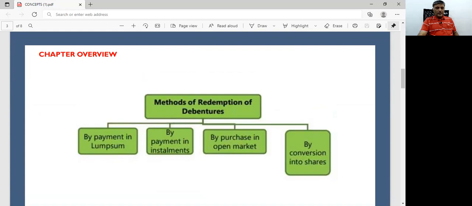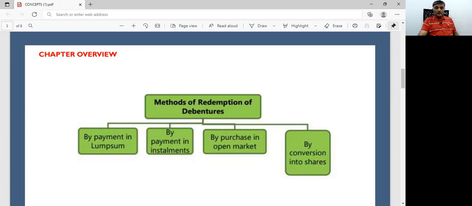Now, as regards the methods of redemption of debentures, there are typically four methods. One, straight away in lump sum you can pay. For example, you have issued debentures worth 5 lakhs, and let's take the duration as 5 years. At the end of 5 years, you just repay that 5 lakhs as a lump sum payment. Or you may decide to pay in installments, 1 lakh each for 5 years. You can pay 1 lakh every year, in installments. That is one thing.